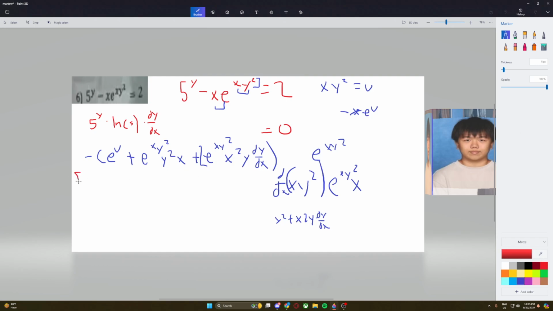So now it's 5 to the y times ln 5 times dy dx minus e to the xy squared plus e to the xy squared x times, it's a minus, minus 2.